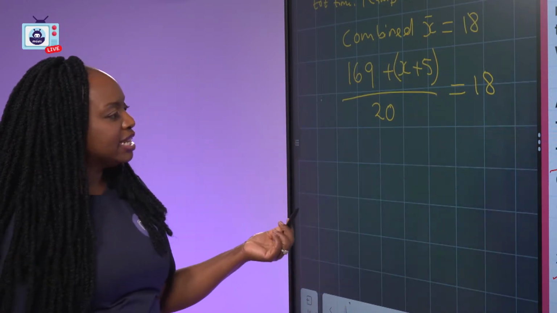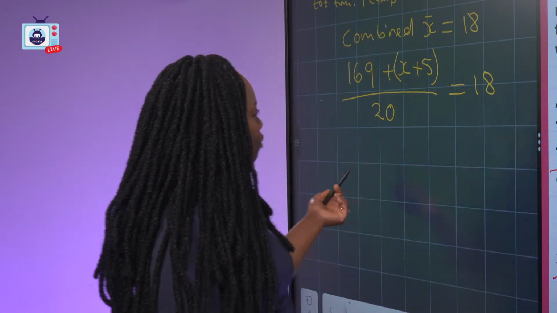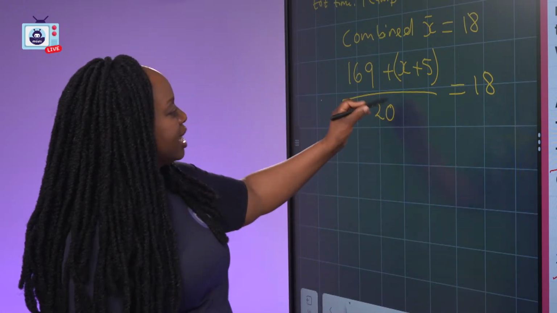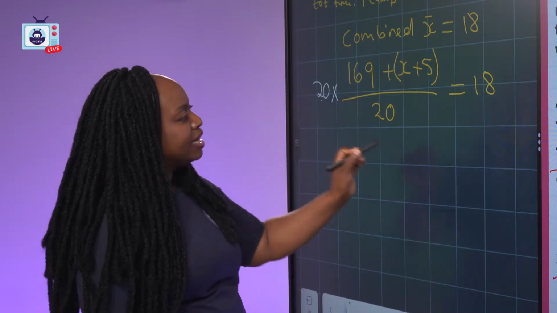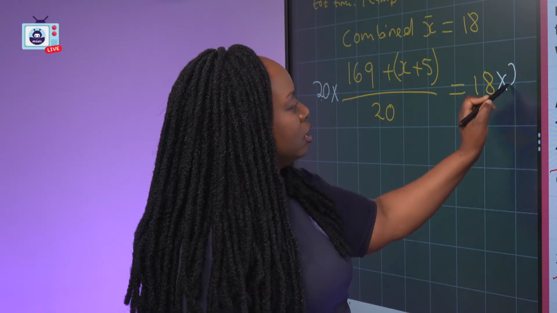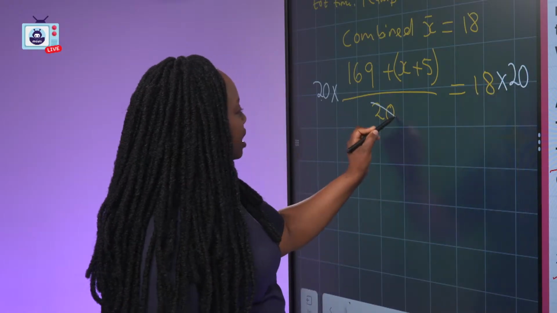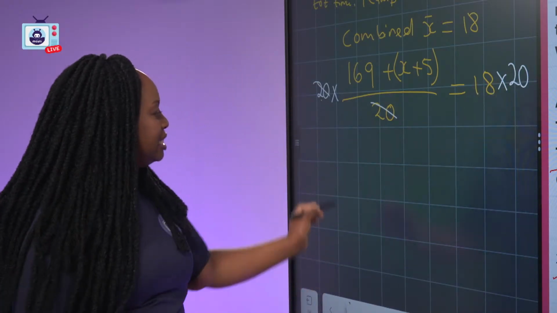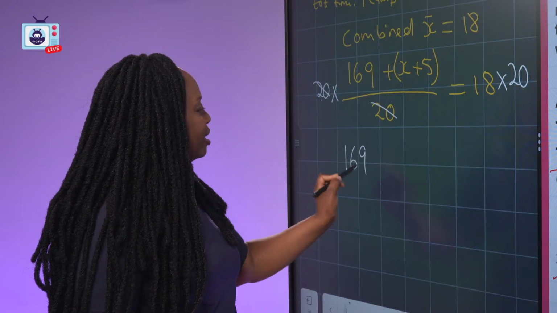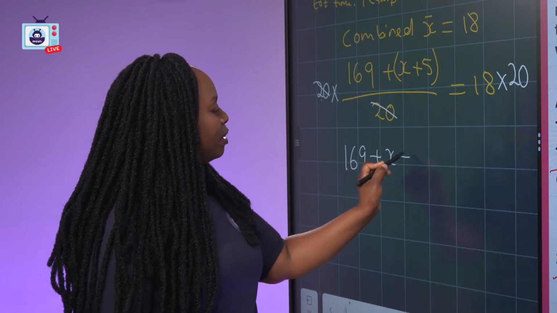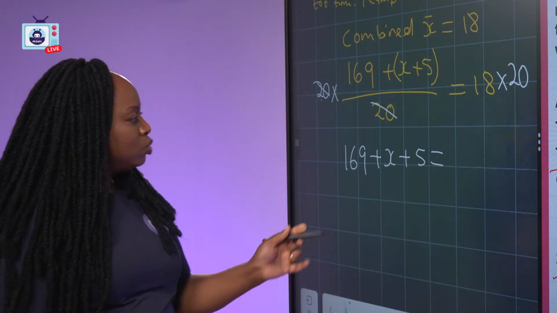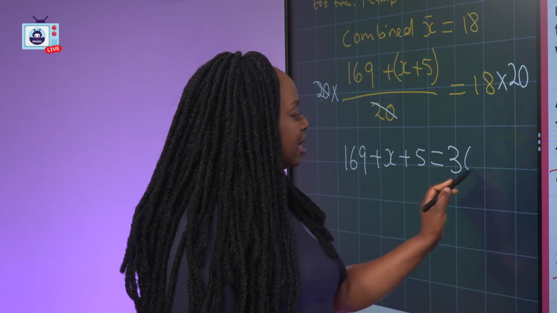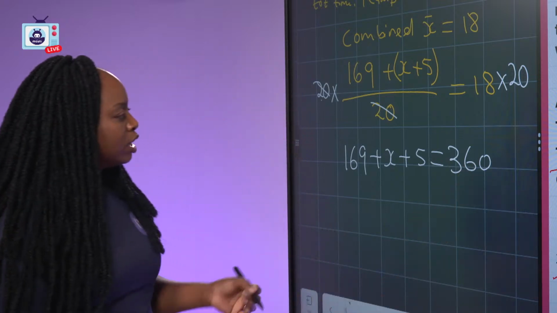So let's solve for X, as the question needed us to solve for X. Here, for me to take away the 20, I'll have to multiply by 20 on both sides of our equation. So if I multiply by 20, this 20 and that 20 will divide. Then I have 169 plus X plus 5 equals 18 multiplied by 20. That will be 360.